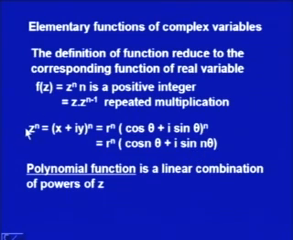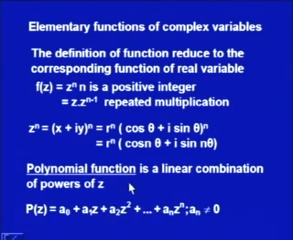Once we have defined z raised to power n, we are in a position to define a polynomial function. So, a polynomial function is a linear combination of powers of z, and we write it as a naught plus a 1 z plus a 2 z square plus up to a n z^n, where a n is not equal to 0. So, it is a linear combination of powers of z, meaning we have z raised to power 0, z raised to power 1, z square, z^n, and then we have taken their linear combination, that is each term is multiplied by a constant and then added.